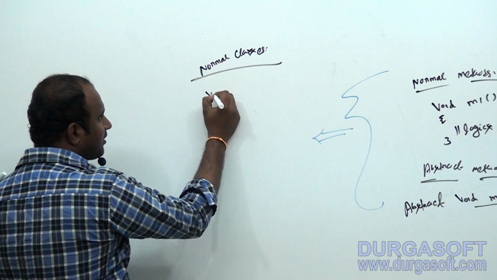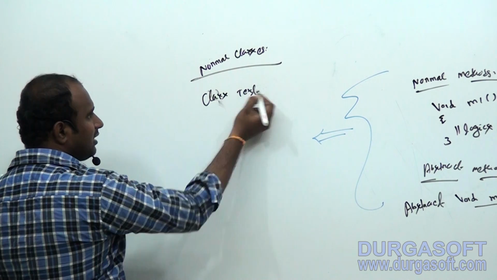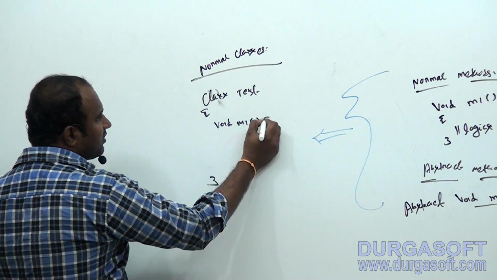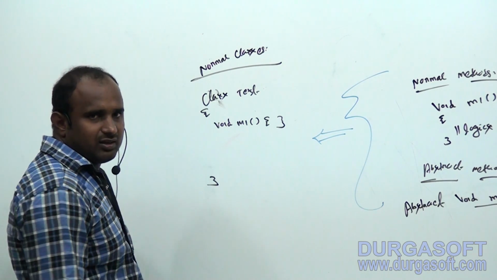Ratan, what do you mean by normal class? For example, here I declared a class. What is the class name here? Test class. Inside the test class, I am writing a void m1 method with some implementation. Tell me, is it a normal method or an abstract method? Obviously, a normal method, right? Good.